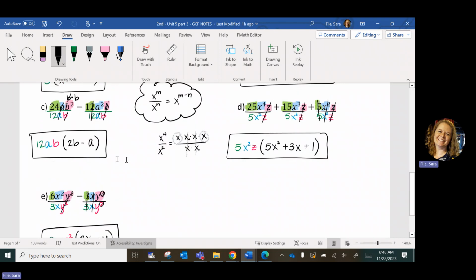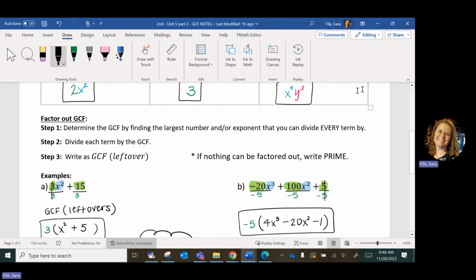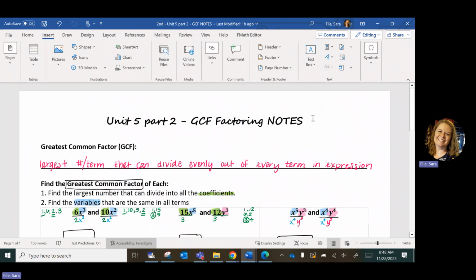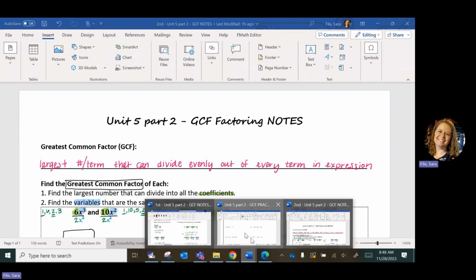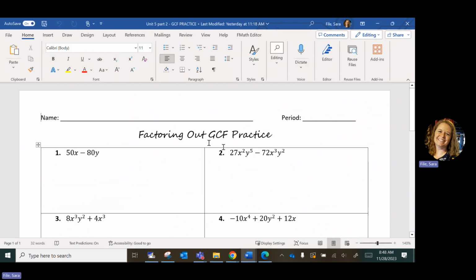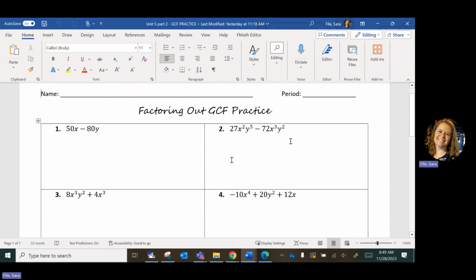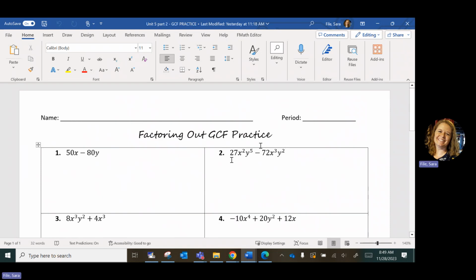Now, if you flip over this paper, it says Unit 5, Part 2, GCF factoring notes on this side, and you flip over to the back, and it says factoring out GCF practice. Just trying to save some paper here since the notes were one-sided and this practice is one-sided, so I just put them on front and back of each other. But I don't want you to turn your paper in because it's on your notes. I want you to keep this with your notes.